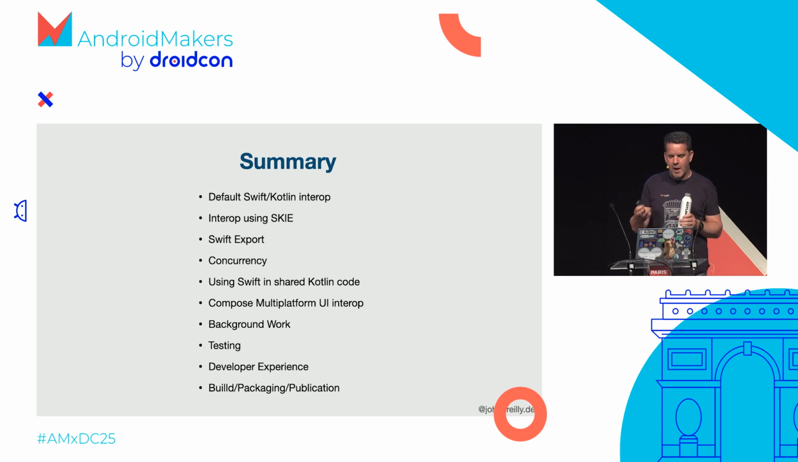Next, we outlined various patterns that can be used for including use of Swift in KMP shared code. And likewise then for Compose Multiplatform, showing various interop options available for including Compose in SwiftUI and vice versa. We talked about background work on iOS, some of the KMP, CMP testing options available to us, and a few items related to developer experience. We finished up then with some info on build, packaging, and publication, again focusing on iOS aspects of this.